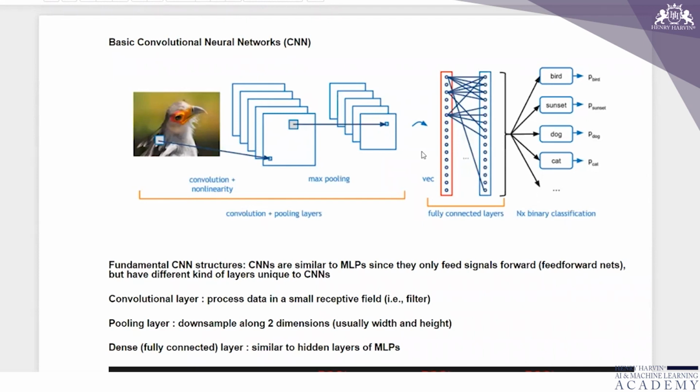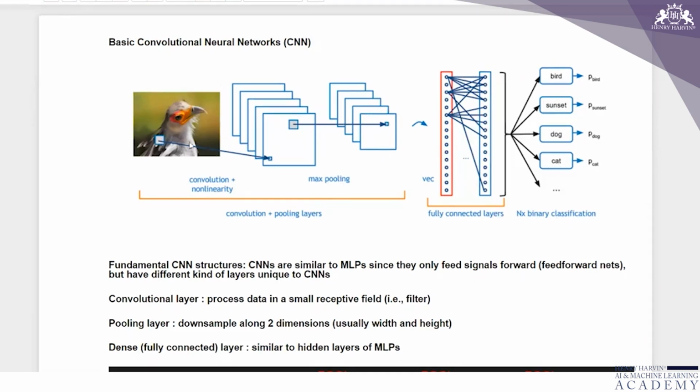In this video, we will discuss the Python implementation of a basic convolutional neural network in detail. Just look at the image now. You can see the convolution. There is a bird image, and this is the input over here and you can see the output over here. There are multiple classes like bird, sunset, dog, cat, right?